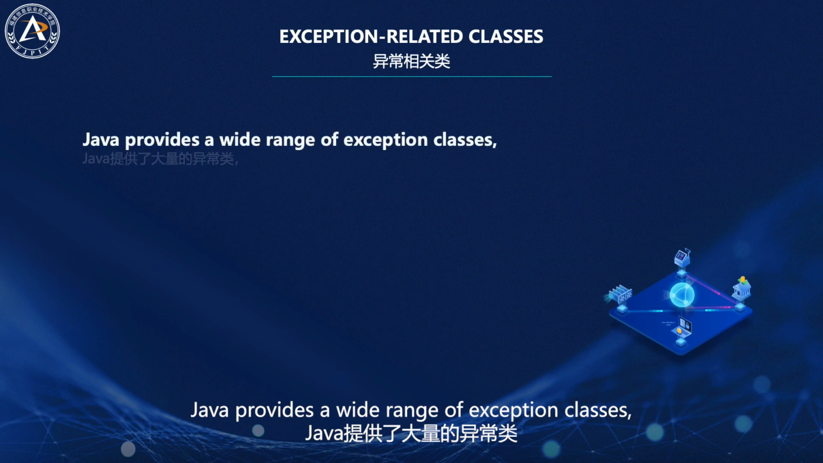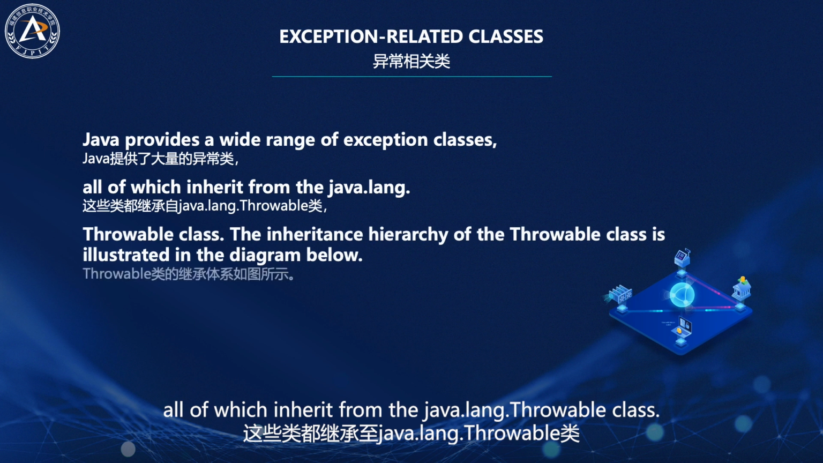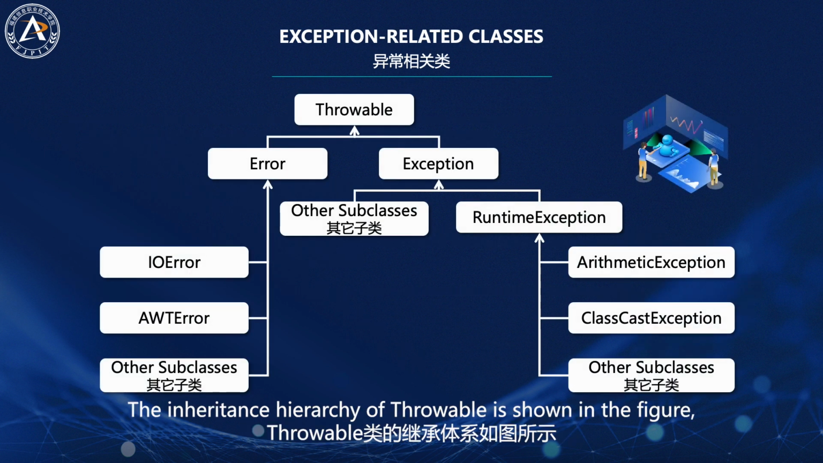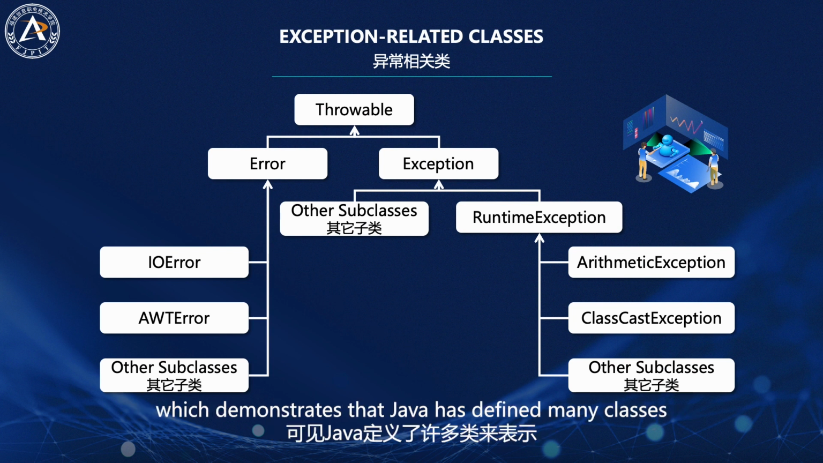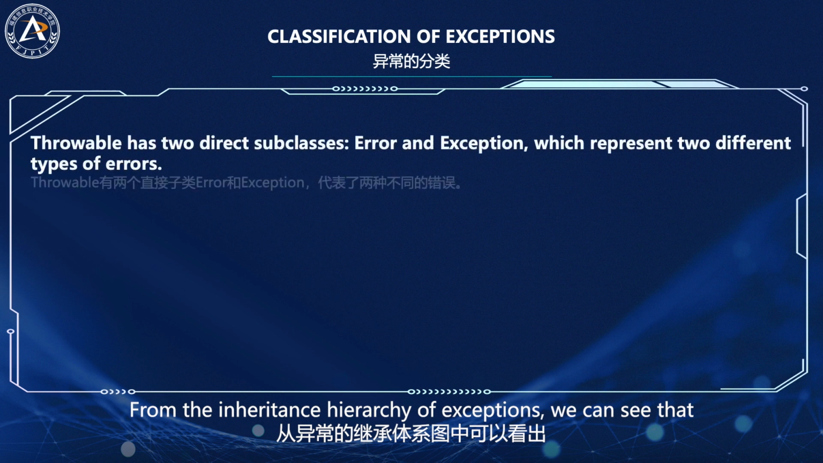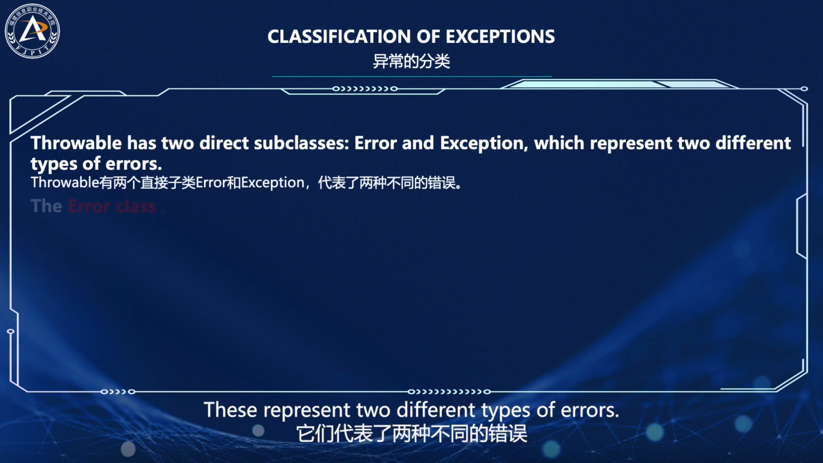Java provides a wide range of exception classes, all of which inherit from the java.lang.Throwable class. The inheritance hierarchy of Throwable is shown in the figure, which demonstrates that Java has defined many classes to represent various types of exceptions. From the inheritance hierarchy of exceptions, we can see that the Throwable class has two direct subclasses, Error and Exception. These represent two different types of errors.